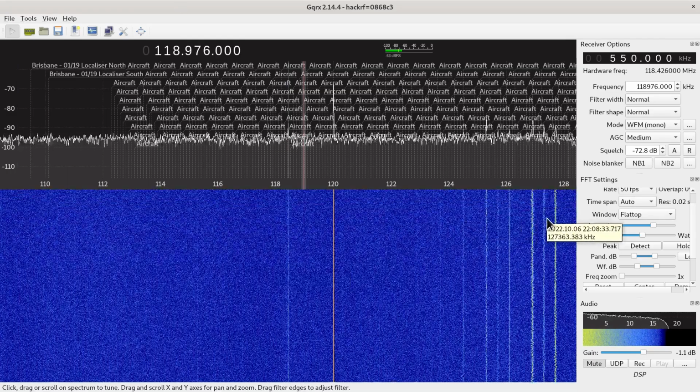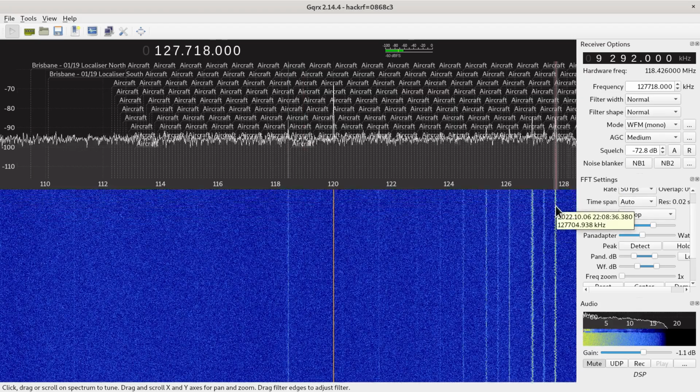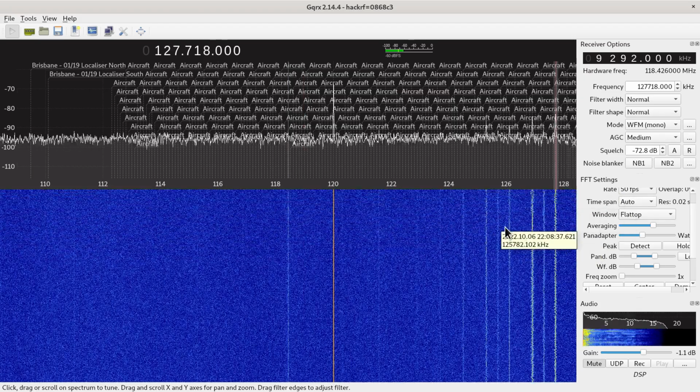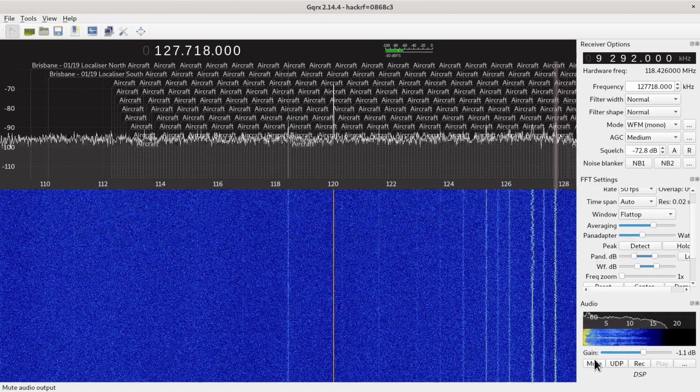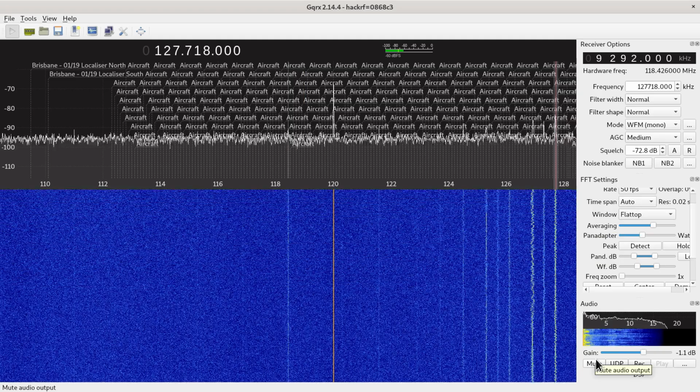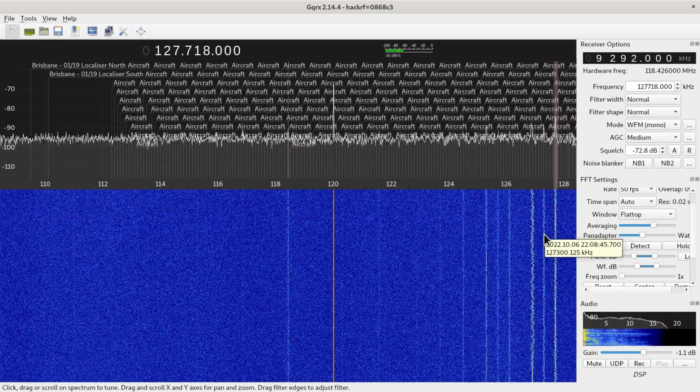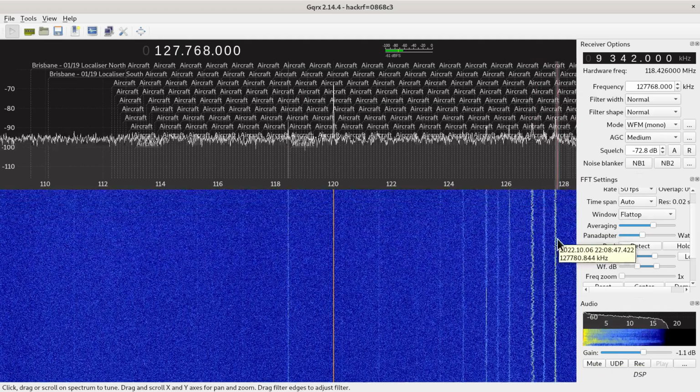But if you look up the top here, up at, what's this, 127, see these things here? It looks a lot like radio. And if I listen to that, there's something there. It sounds like radio. It's not aircraft. Now, I'll just pick that top one there.